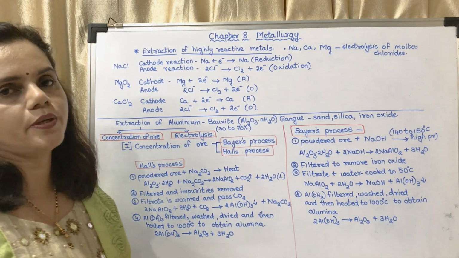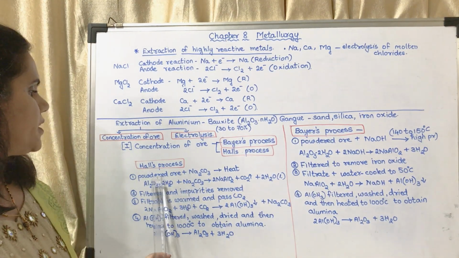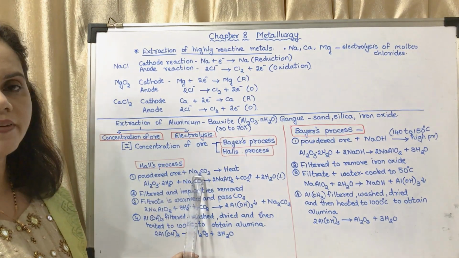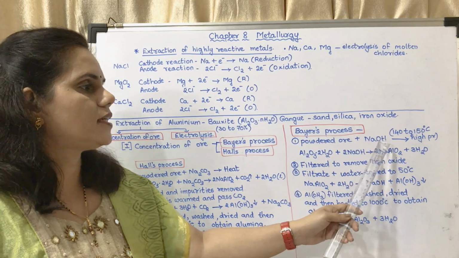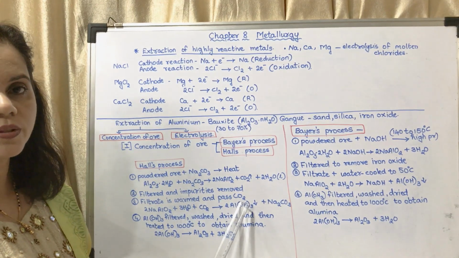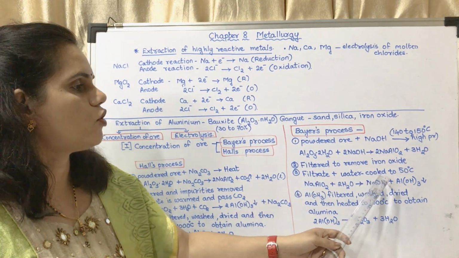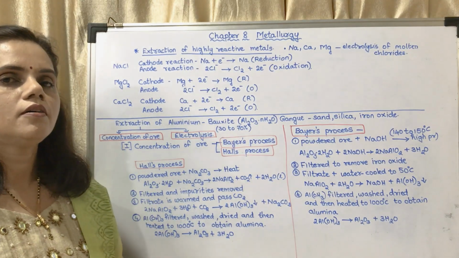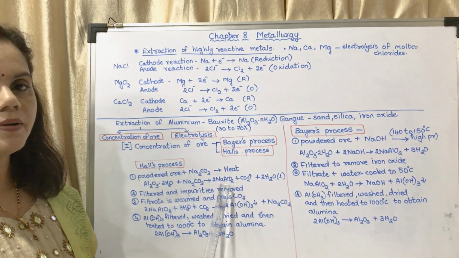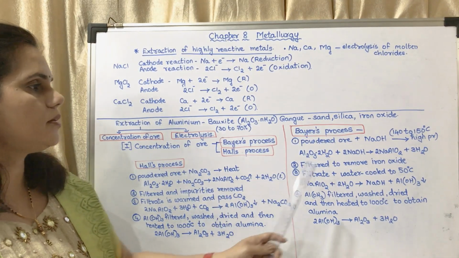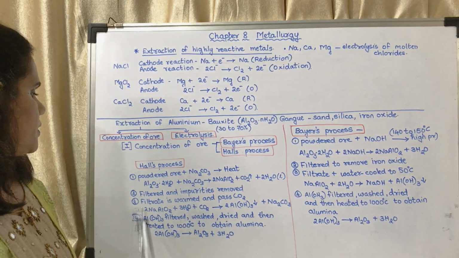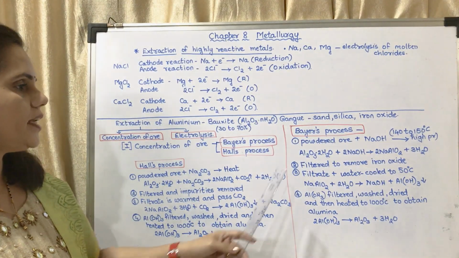Now see the similarities between Hall's process and Bayer's process. First, the differences. In Hall's process, powdered ore is treated with Na2CO3. In Bayer's process, powdered ore is treated with NaOH. In Hall's process, the filtrate is warmed and CO2 is passed through it. Here, the filtrate is treated with water and cooled to 50 degrees Celsius. Okay, these are the differences. Similarities: in the first step, sodium aluminate you are getting in the form of a solution. Here also you are getting sodium aluminate in the form of a solution. Second, it is filtered for removing impurities.